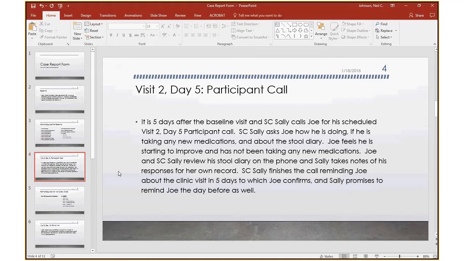Joe feels he's started to improve and has not been taking any new medication. Joe and site coordinator Sally review the stool diary on the phone, and Sally takes note of his responses for her own record. Sally finishes the call reminding Joe about the clinic visit in 5 days, to which Joe confirms, and Sally promises to remind Joe the day before as well.